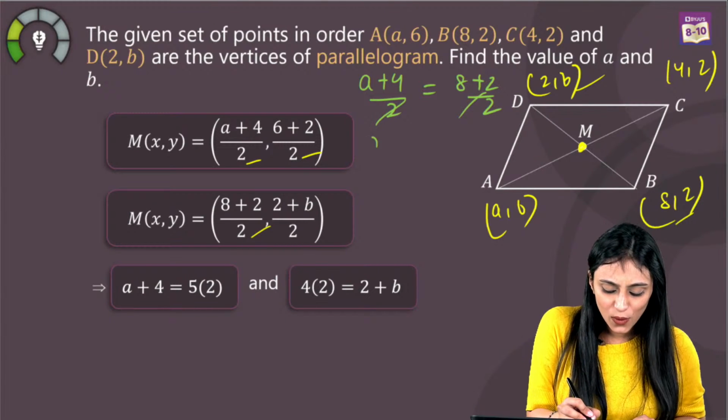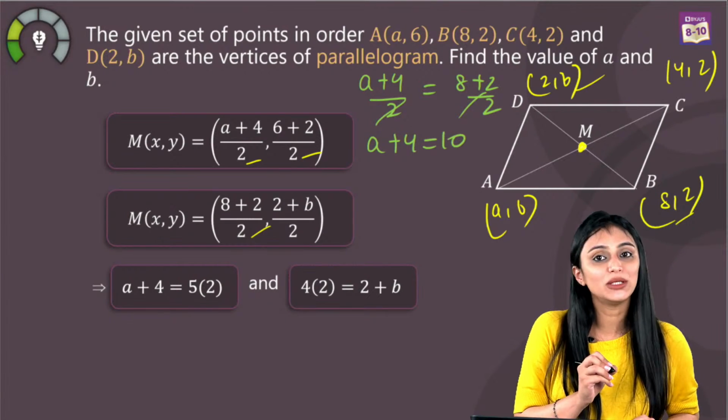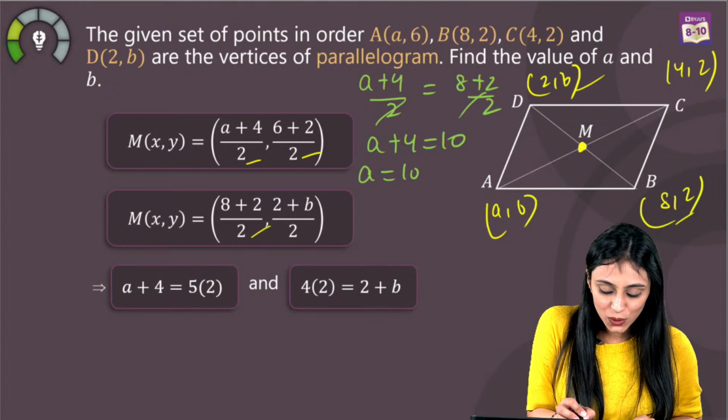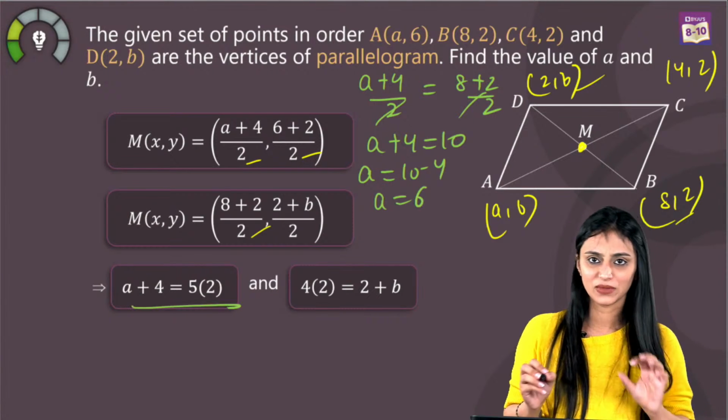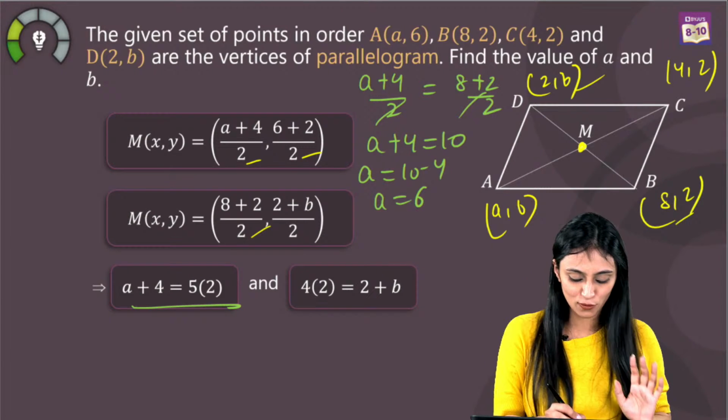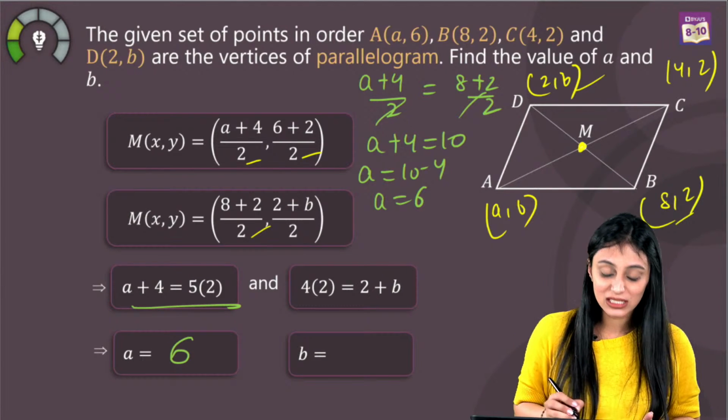2 gets cancelled. What do I have here? A plus 4 is equal to 10. That means A would be equal to 10 minus 4. That gives us 6. So 5 times 2 is 10 over here, right? So you get A equals 6.